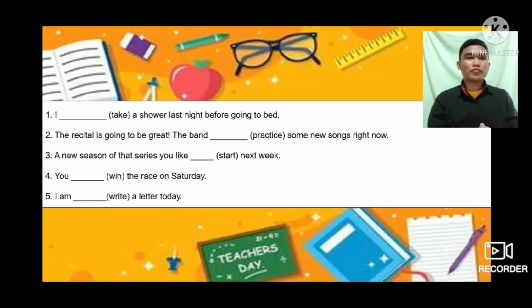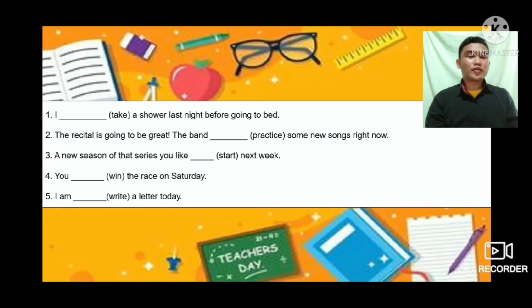Number 2, Mr. Molinar, can you please answer? Very good answer, Mr. Molinar. The correct answer is practice is to be changed to is practicing. The band is practicing some new songs right now because this sentence is in the present tense. Correct. This is in a present tense.